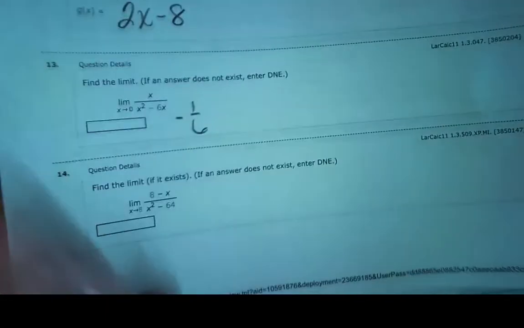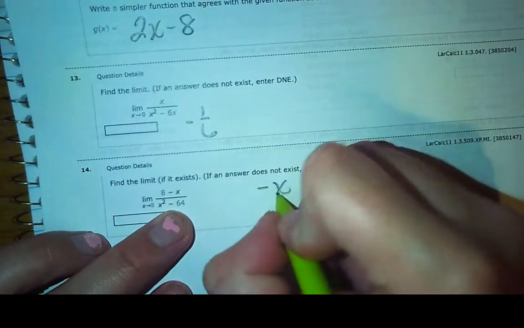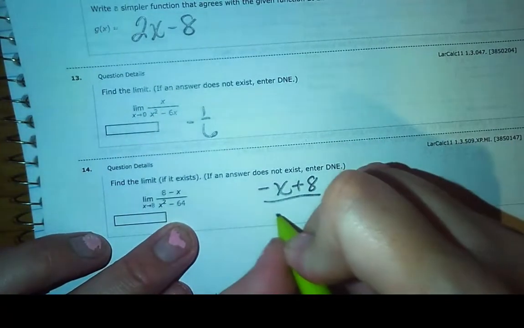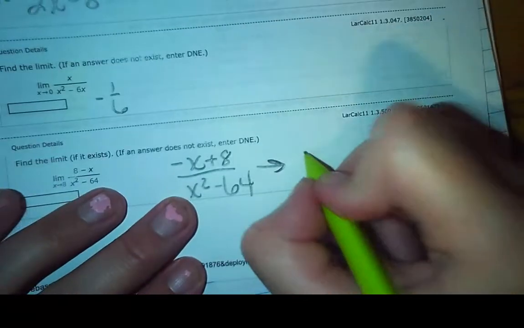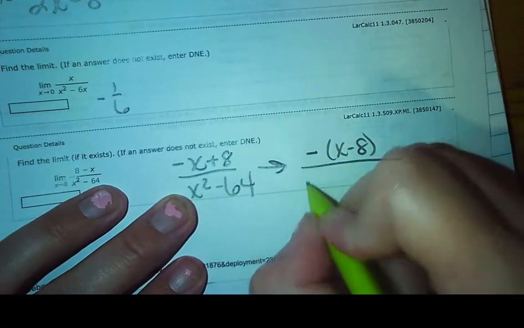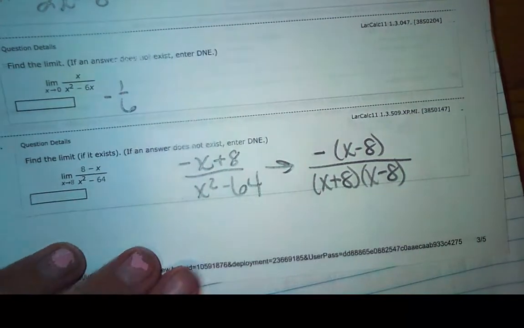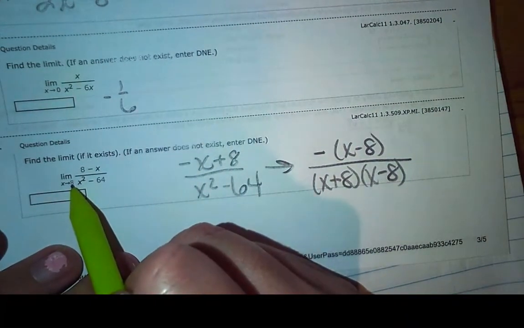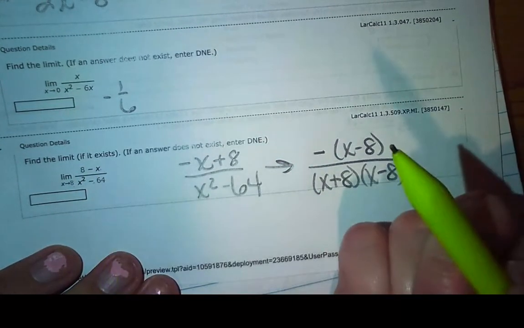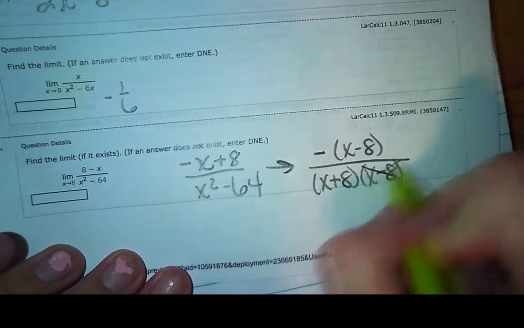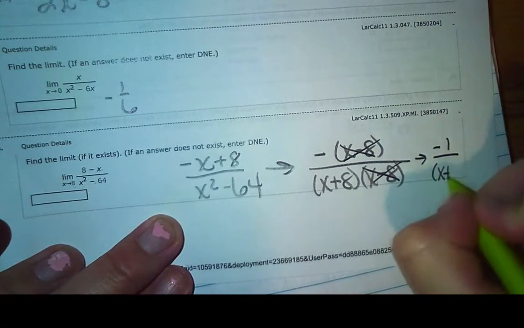All right, find the limit if it exists. So I'm going to flip-flop this one around. So I have a -x plus 8 over x squared minus 64. And then I'm going to factor out a negative on the top. So I get x minus 8 over x plus 8, x minus 8. And I didn't even check to see if this thing was broken. So if I evaluate at 8, 8 minus 8 is 0, and then 64 minus 64 is 0. So it's broken. Now, any number divided by itself is 1. So I end up with a -1 over x plus 8.